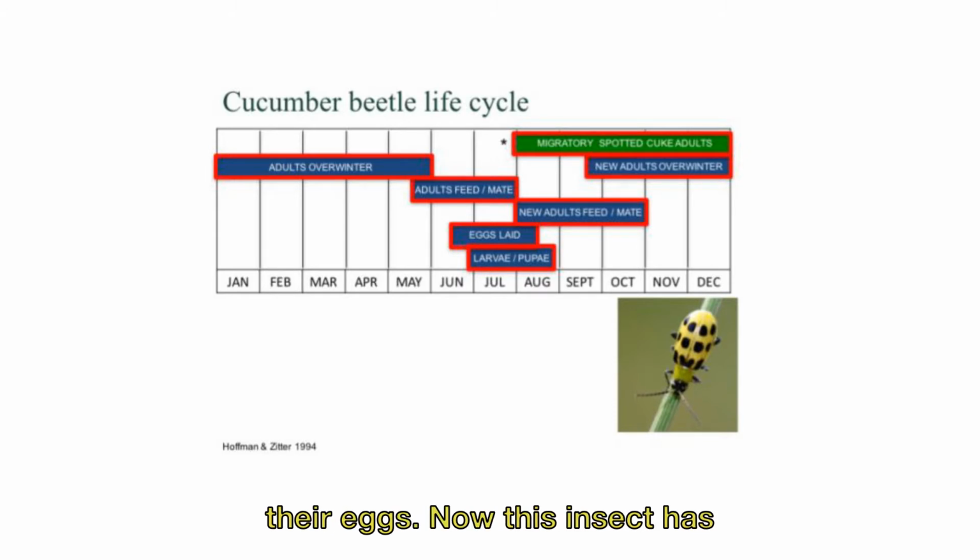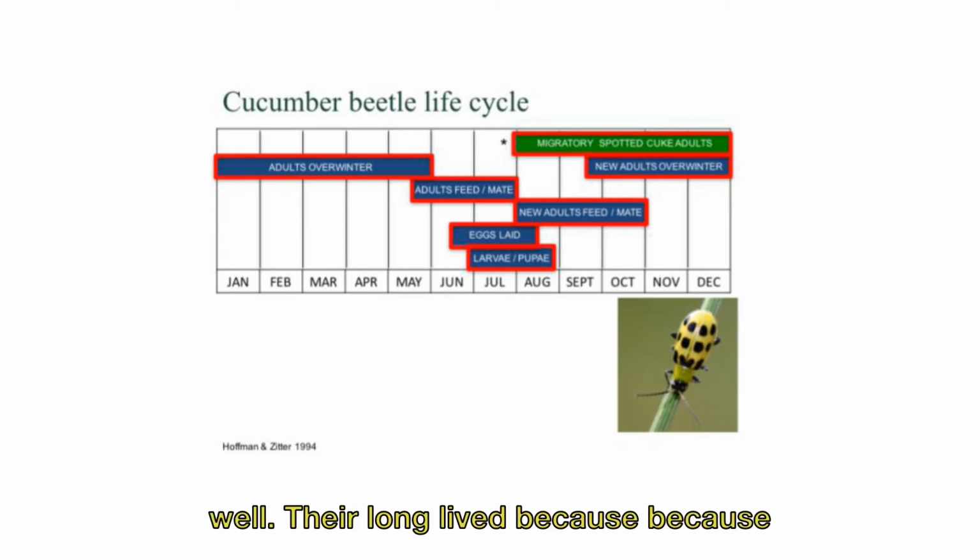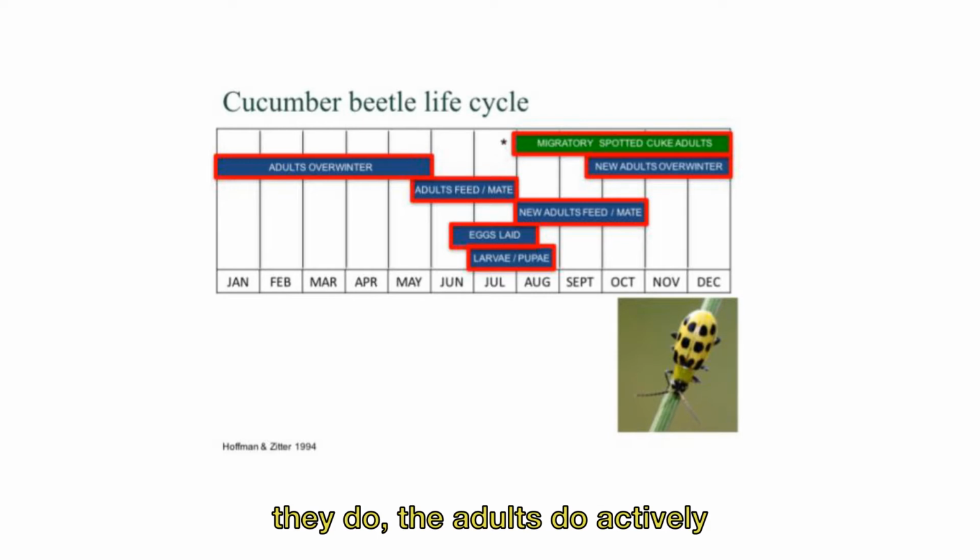Now, this insect has a full or complete metamorphosis, so the larvae really don't resemble the adults at all. They lay their eggs in the soil next to the squash plant, and then those larvae feed on the developing roots of your squash plant. The adults will also feed on the leaves, and they feed on the fruit as well. They're long-lived because the adults do actively feed on the plant. In the case of a lot of moths and butterflies, they may not be very long-lived because they don't take in a lot of plant material.